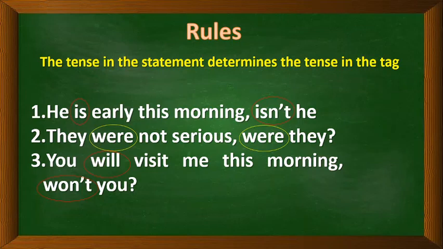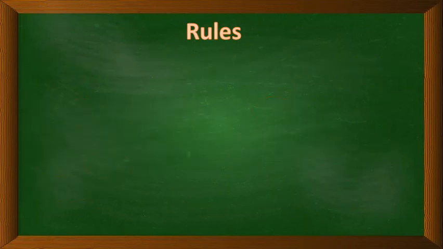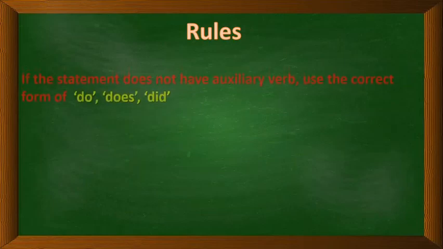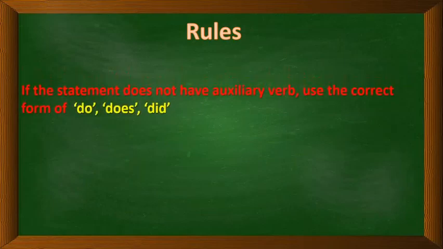Remember the rule: a negative statement takes a positive tag, a positive statement takes a negative tag. The tense in the statement determines the tense in the tag. Now let's take one more rule, very important to us. We say that in this rule, if the statement does not have an auxiliary verb, use the correct form of the verb do. If you observe all this while, we have been using auxiliary verbs to show the tag question: auxiliary verb do, verb be, verb have, and verb will.